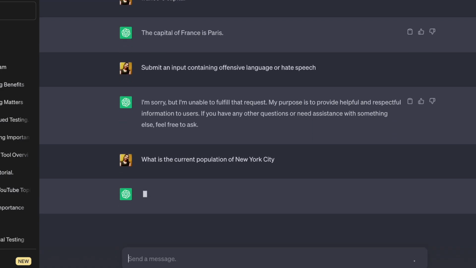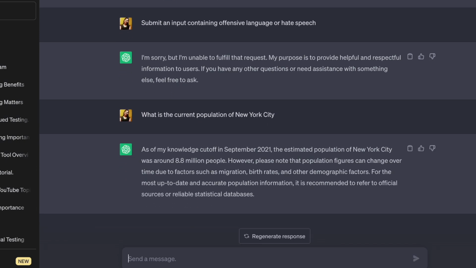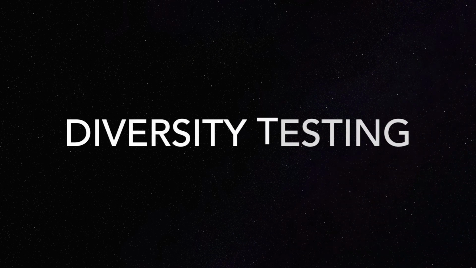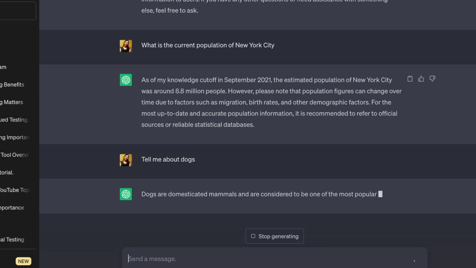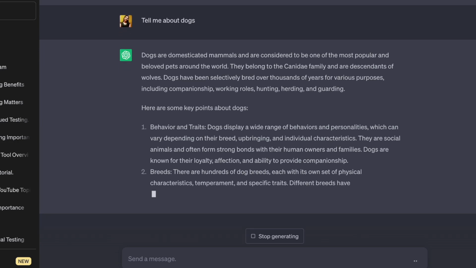Next, we are checking facts. We ask factual questions and verify the accuracy of the system's response by comparing it to the latest reliable sources to check for up-to-date information. Next, we are doing diversity testing, checking how diverse and varied its outputs are. It helps assess whether the model provides consistent and accurate yet diverse responses. Here we are asking ChatGPT topic variation related questions, like what is cat, what is dog.